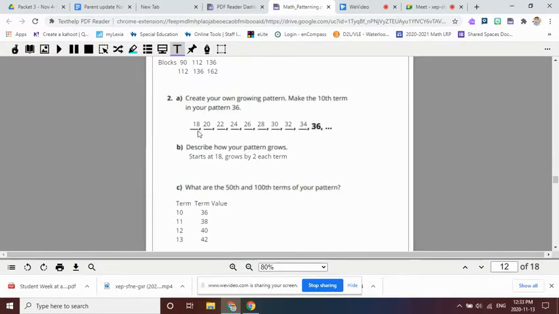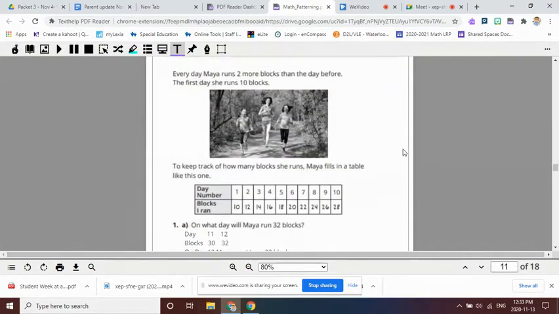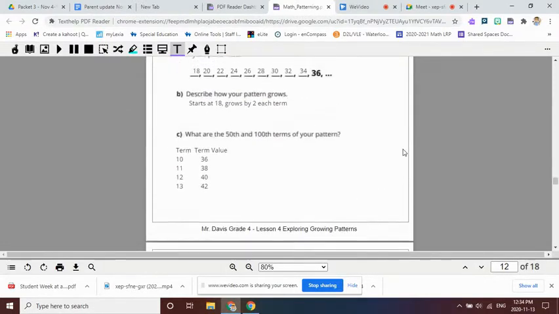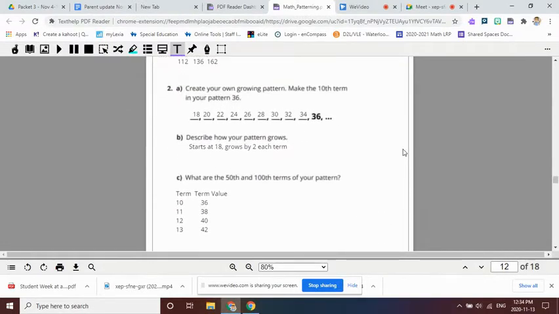This is a pattern I created on the Growing Patterns assignment page. So this one here, Exploring Growing Patterns. And in this question, we had to create a pattern where the 10th term was 36. So I just kind of skip counted by twos backwards from 36, and I landed on 18. So then I realized that my pattern starts at 18 and grows by 2 each time.